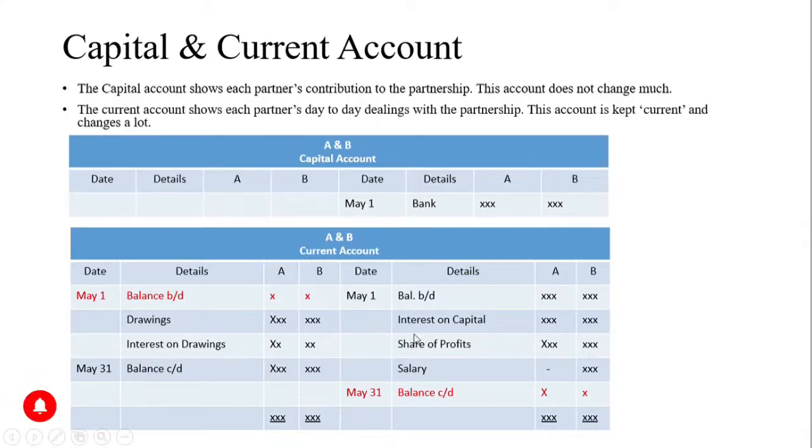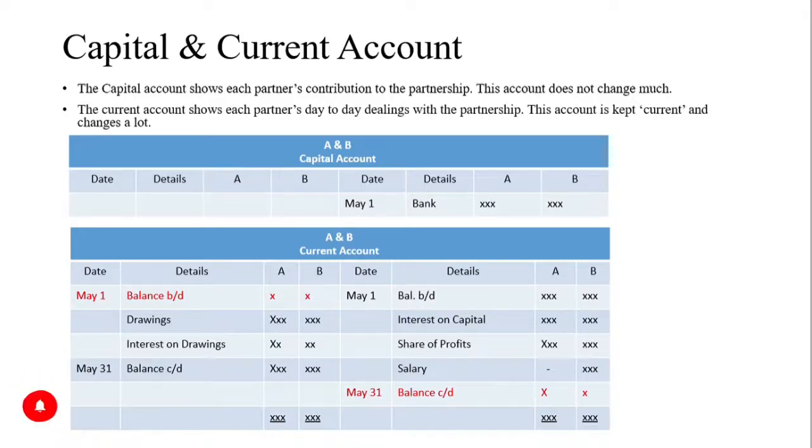So this is also the columnar form. We could have done it another way, where we show each partner's account. It would look like a T account, right? So you would have A having a T account and B having a T account for themselves with the same information. It's easier to do it in the columnar form because it saves time, right? And it saves space.